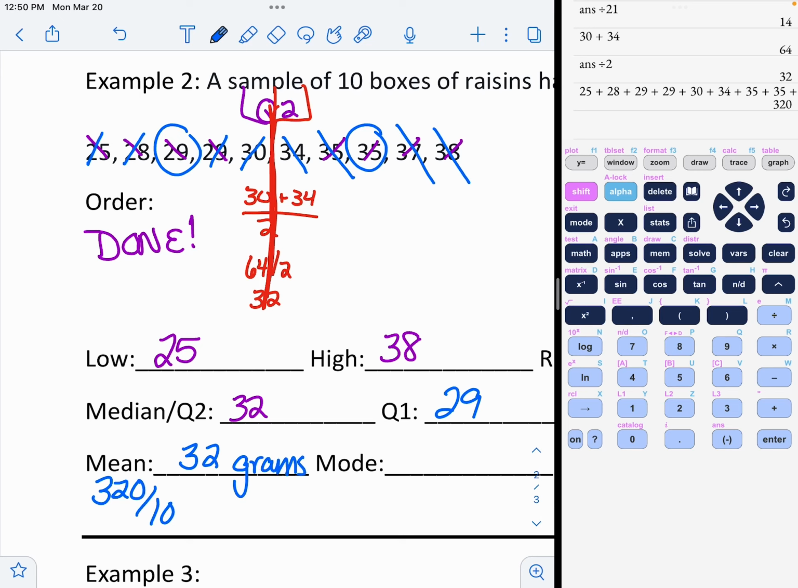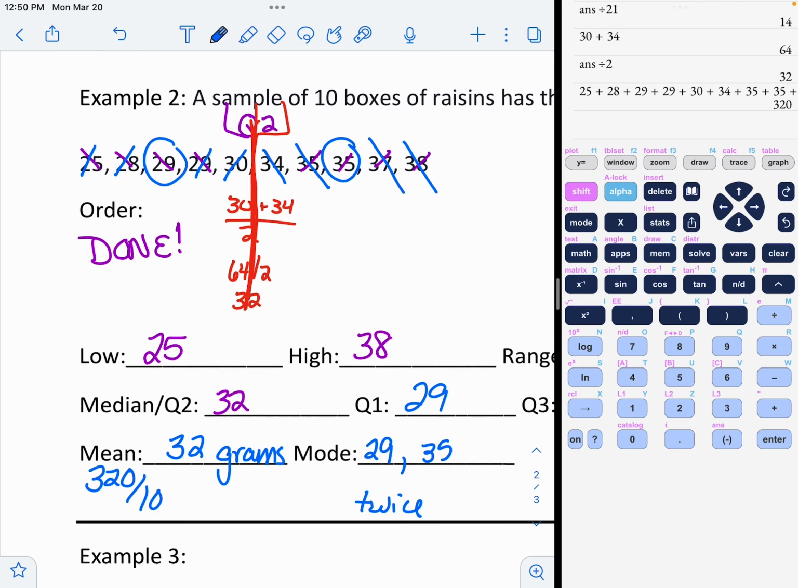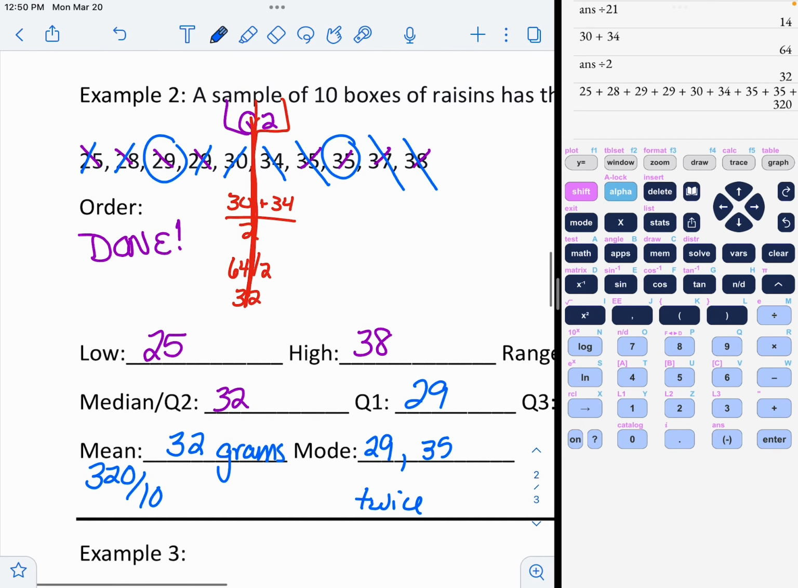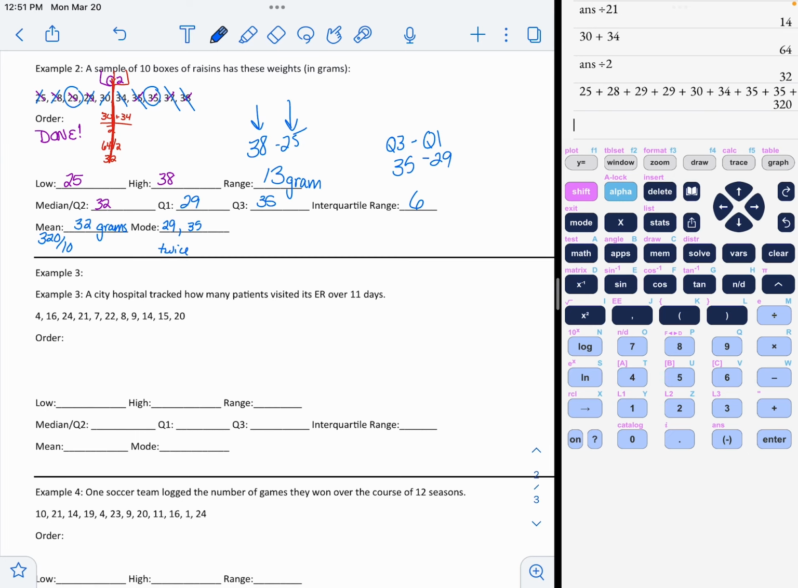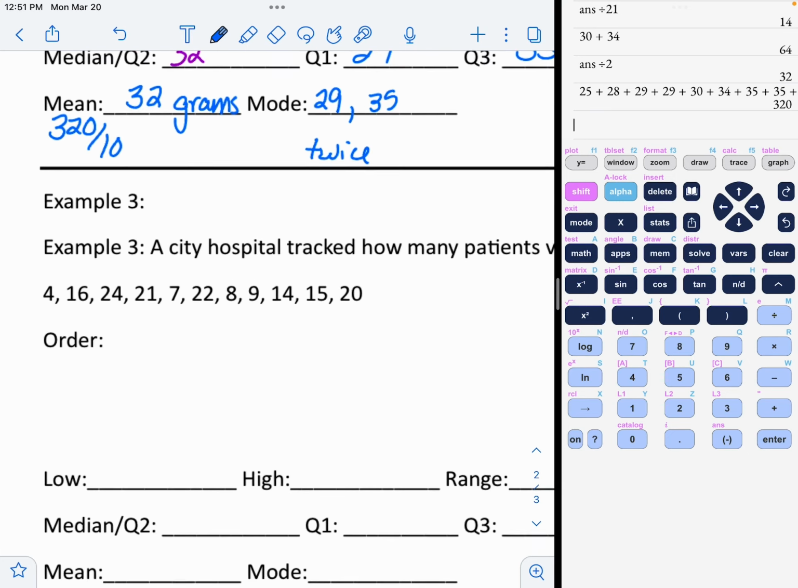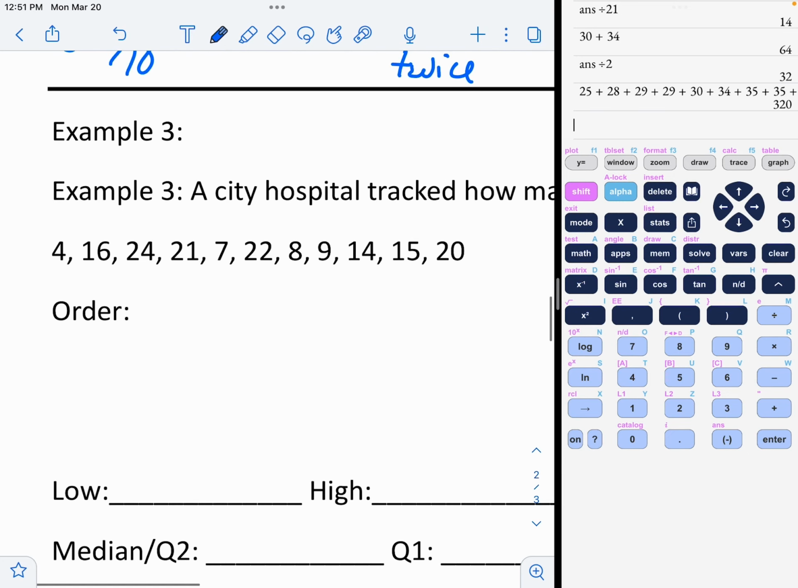The mode is the one that happens the most. So I saw that 29 and 35 happen twice. So they're both the mode. It is allowed to be bimodal. And that's everything. Now tomorrow we're going to use these numbers to more explore and explain them. But today we're just going to look at it. So that wasn't horrible. At least it was nice that Q1 and Q3 had clear-cut ones.